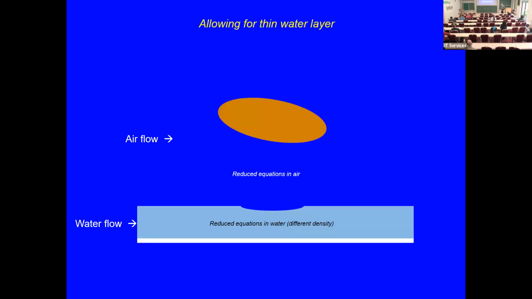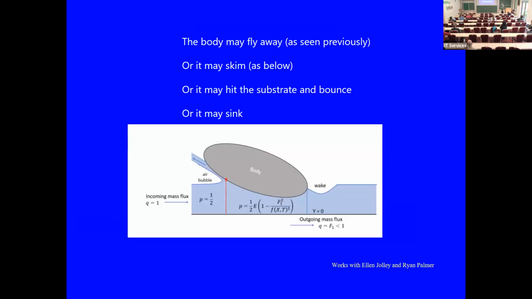More recently, we've been starting to model the effect of having a water layer here. So it's the same problem, a sort of boundary layer airflow coming along with reduced equations in the air, and then water flow with reduced equations in the water. And we've been looking at interacting body, air, and water to see what happens. The body might fly away again, as we've seen before. It may skim, it may hit the water and skim. If it does so, we reach this sort of situation here. Again, the thin layer equations in the air are included. And we've still got to get results for this situation.